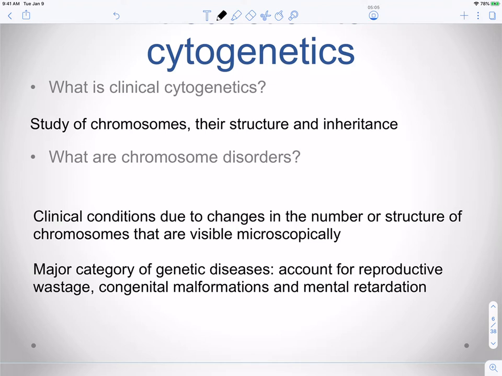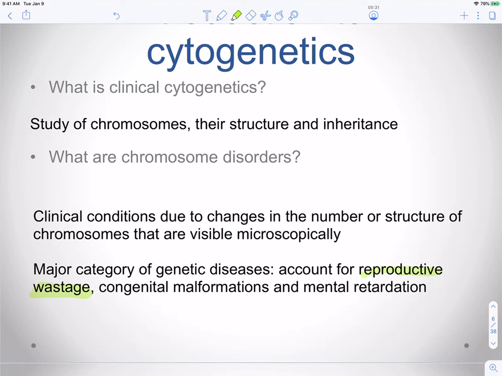They are going to be one of the high causes of what's referred to as reproductive wastage. Reproductive wastage is that within a population, to keep the population going, you have to have offspring. And so a loss of potential offspring due to some abnormality during development is referred to as reproductive wastage.